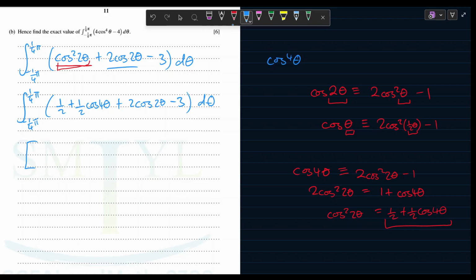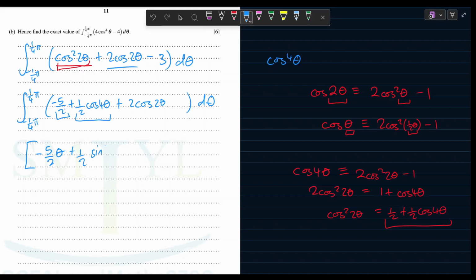In fact, we've got like terms. We've got half minus 3. Half minus 3 is what? That's minus 5 over 2. All right. So I'm just going to remove this here so that we've got minus 5 over 2 at the beginning here. So if you integrate minus 5 over 2, it's going to become minus 5 over 2 theta. And then if you integrate here, we've got half cos 4 theta, so it's going to be plus half. If you integrate cos, you get sine.